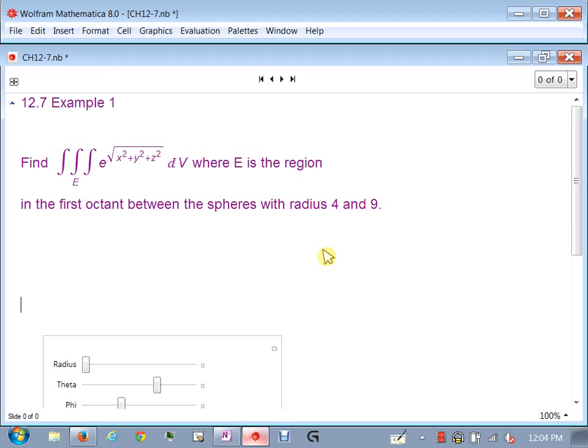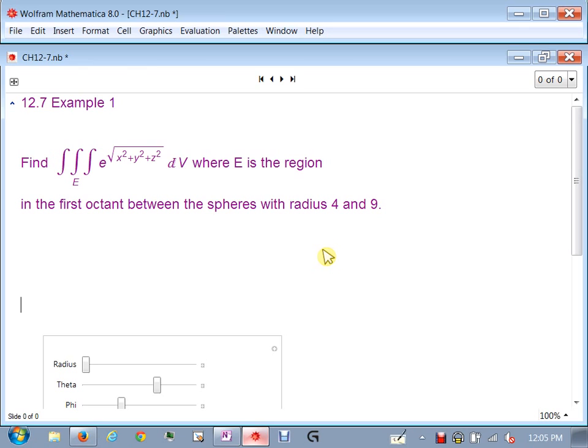Let's talk a little bit about why we wouldn't want to do this with the Cartesian and why we wouldn't want to do it with polar. I'm focusing right now just on E. What does that look like? The region in the first octant. So this classroom is the first octant, right? It's been the first octant the whole time we've been here. So the region that is in the first octant, but between two spheres.